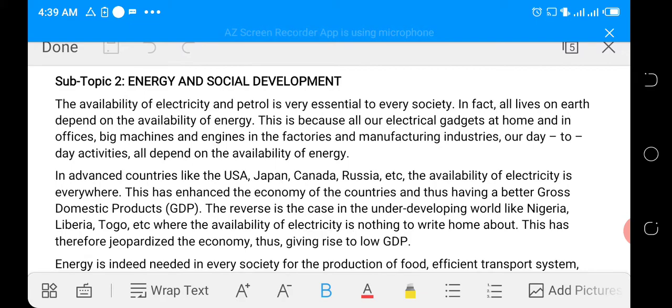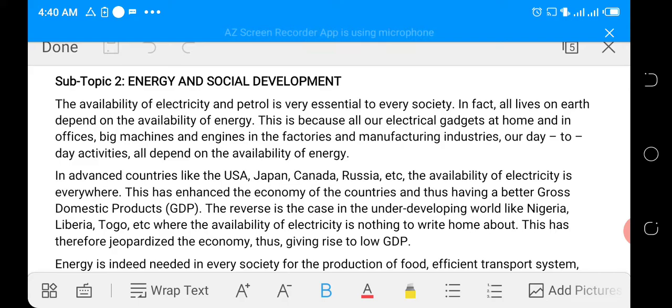Subtopic 2. Energy and social development. The availability of electricity and petrol is very essential to every society. In fact, all lives on Earth depend on the availability of energy. This is because all our electrical gadgets at home and offices, big machines and engines in the factories and manufacturing industries, and our day-to-day activities all depend on the availability of energy.